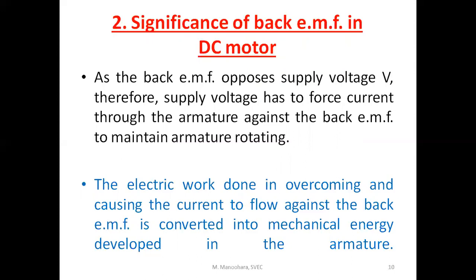This energy used to overcome back EMF is converted into mechanical energy. Normally, in an energy conversion process, one form of energy is converted into another form. There should be some opposition. If there is no opposition, then energy conversion will not take place. Suppose in case of walking, there should be some friction between floor and shoe.